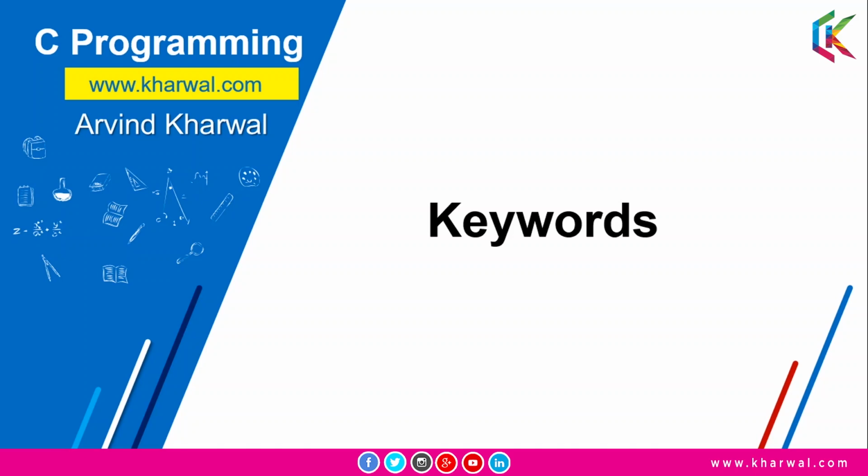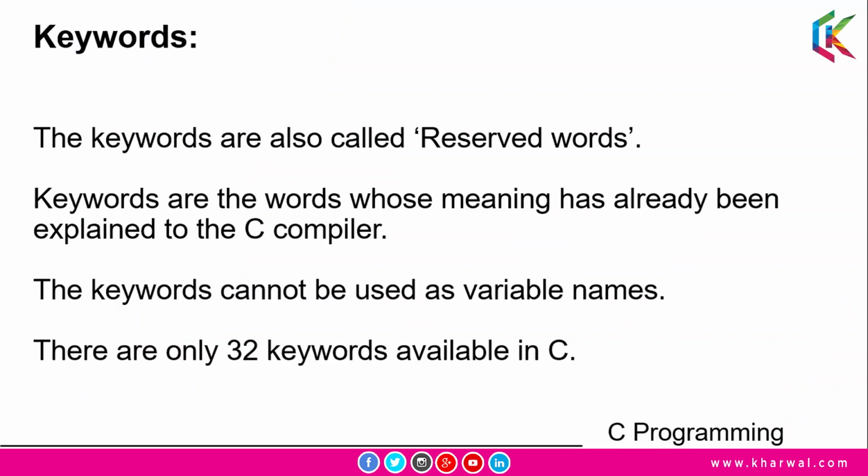And in this session, we are going to discuss keywords in C programming. So let's get started. Guys, keywords are also known as reserved words, and keywords are those words whose meaning has already been explained to the C compiler. And keywords cannot be used as variable names, and there are only 32 keywords available in C programming. So guys, let's go ahead and we'll see the list of 32 keywords available in C programming.